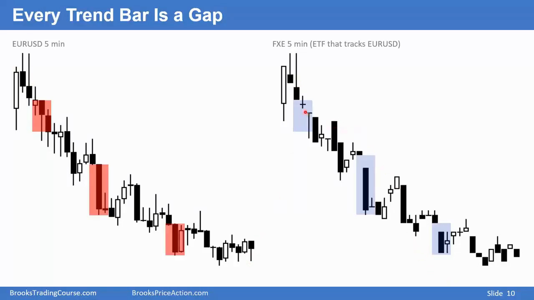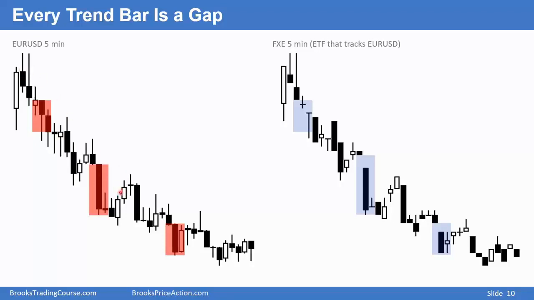One big difference is we have gaps on this chart. At the time I made this chart, the volume was not particularly heavy in the FXE. And whenever a chart does not have a lot of volume, it tends to have a lot of gaps. This gap down corresponds to this bear bar. This gap down corresponds to this bear bar. We have a gap down here and a bear bar. That gap and bear bar corresponds to this bear bar.